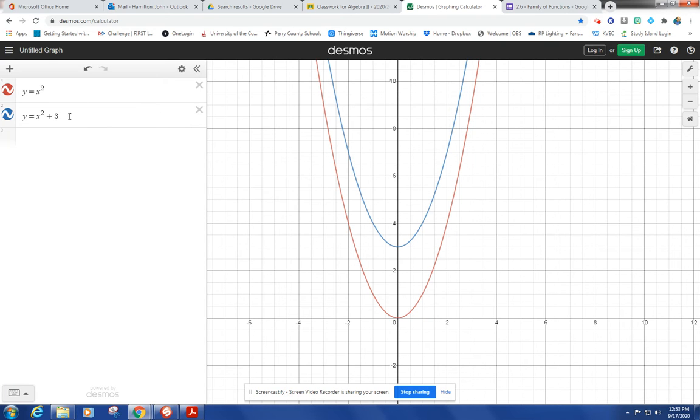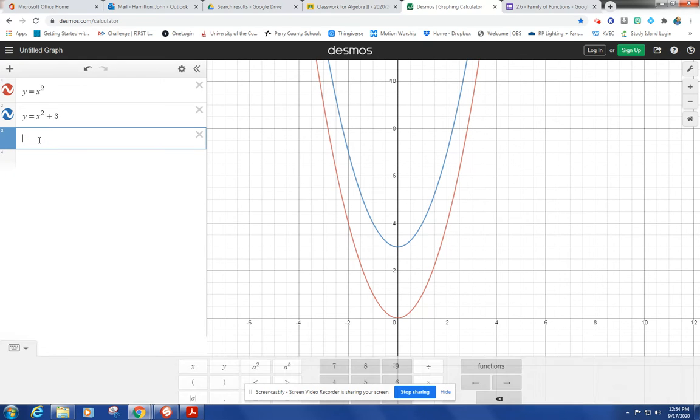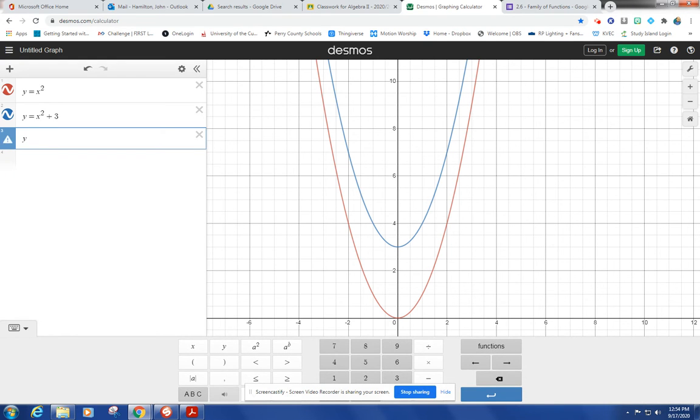So what I want you to notice is, out here to the right side of this x squared, if I have a number out here, it is going to change vertically, and it's going to be literal. What I mean by that is, because this is a positive 3, it actually goes up 3, which makes sense. Okay, let's do another one real quick just to make sure we have this concept.